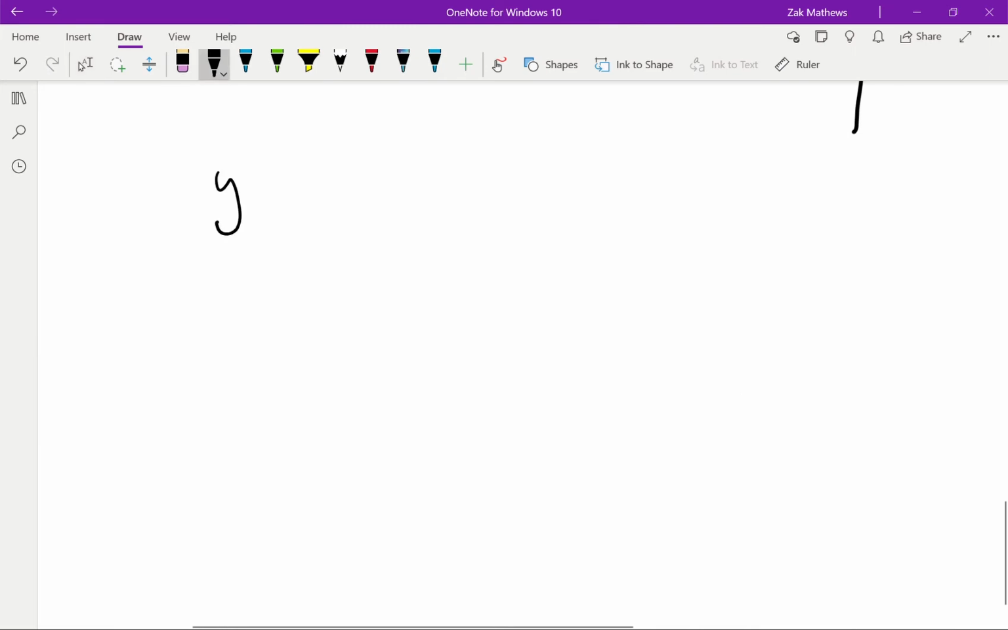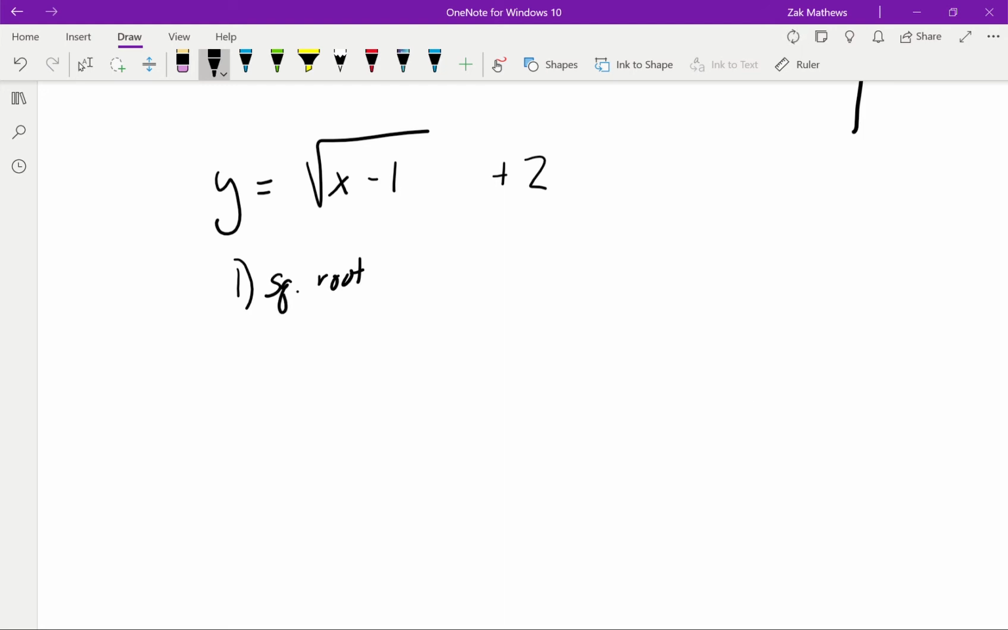Let's do another example. Let's take y is equal to the square root of x minus 1, plus 2. And so we're going to go through the steps. The first thing I want to do is identify the parent function. Well, the parent function is that square root function. You can just indicate it as the square root of x. I don't mind how you indicate that. We should know what that looks like. It has the point at 0, 0, and it goes as a single ray from there.